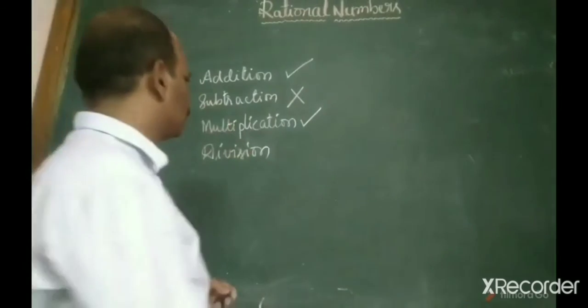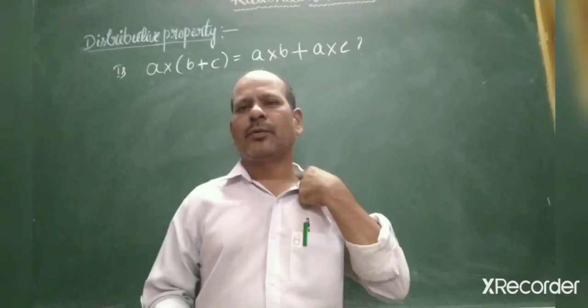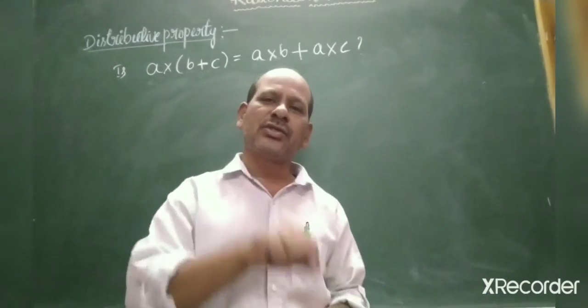Is it associative for division or not? No. For division, rational numbers are not associative. Closure property, commutative property and associative property of three numbers.